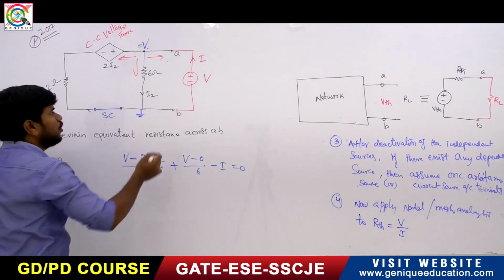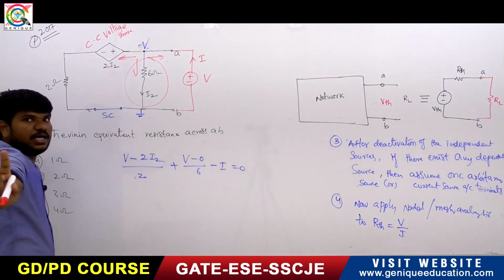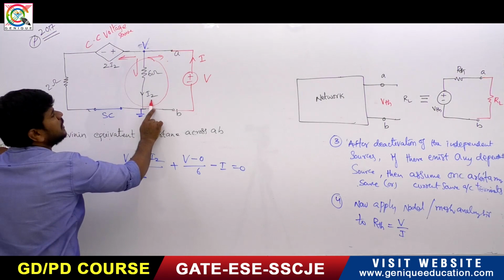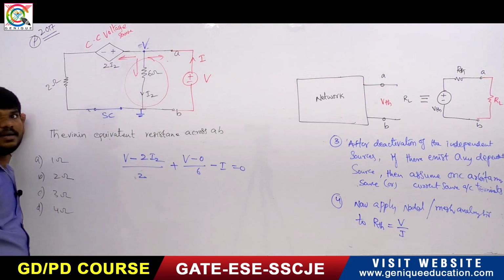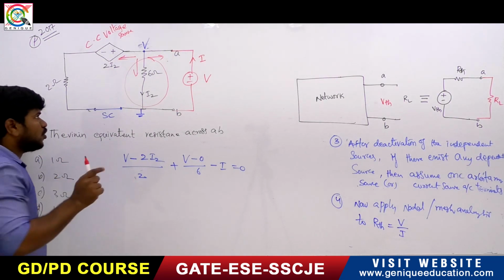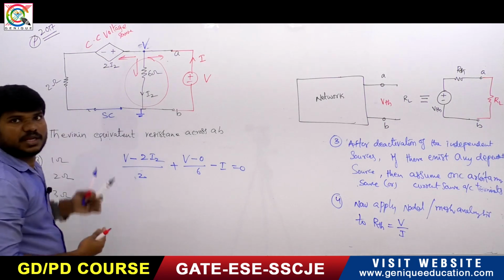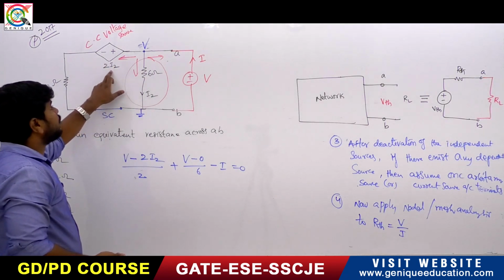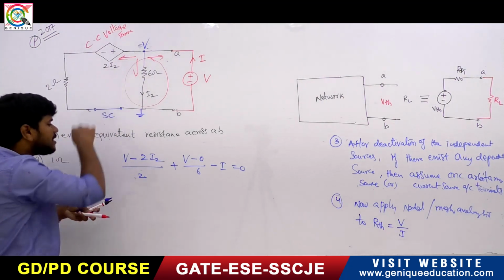So you should not disturb this element. This is very, very important. You have to find the current first, and depending on this current, the voltage here is dependent. So first of all you have to know what I2 is. Where is I2? That must be known. So what is I2?